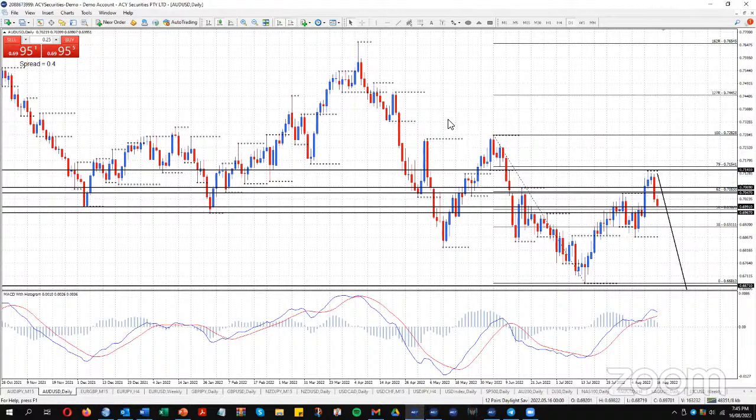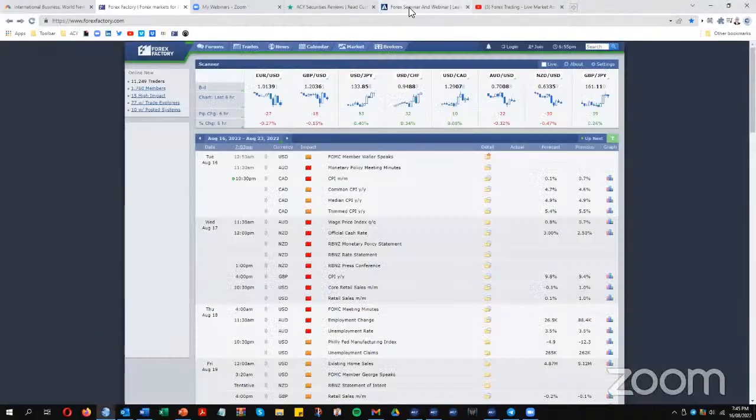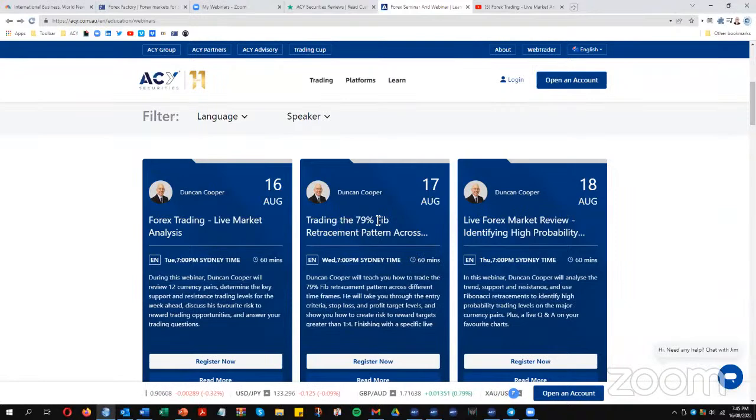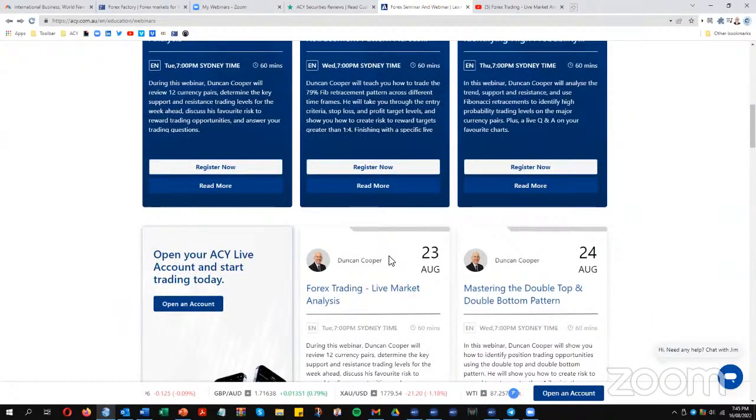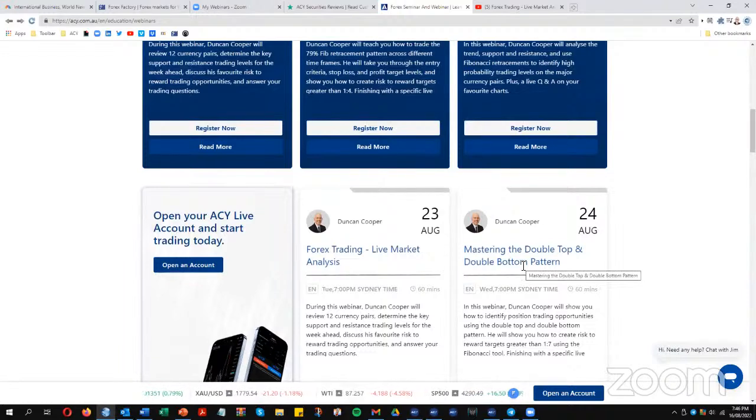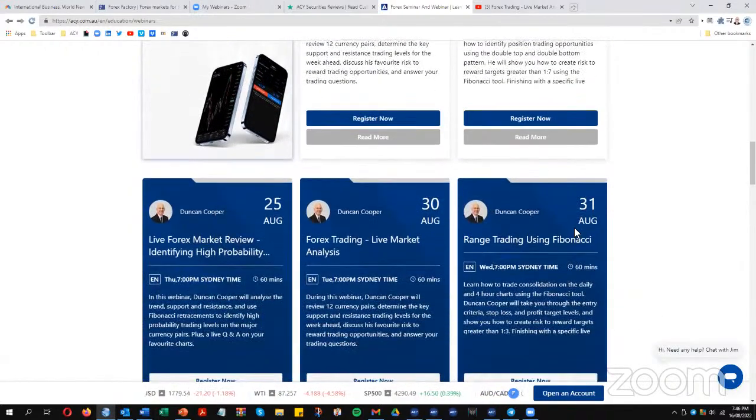All right, so we'll go through the 79% fib pattern tomorrow. On our website, let me just bring it up, you can see what's coming out over the next week. Tomorrow, we're going to go through the 79% fib retracement pattern, 7 p.m. Thursday, live market analysis. Next week, in terms of education, next Wednesday I'm going to go through the double top pattern. Last month, we had two great double tops form on the Aussie yen and pound yen, both offering very good double tops for profit. So understanding that pattern and how you can get in with limited risk for maximum reward. That's on the 24th. And I think on the 31st, I'm going to go through what I call range trading using Fibonacci.